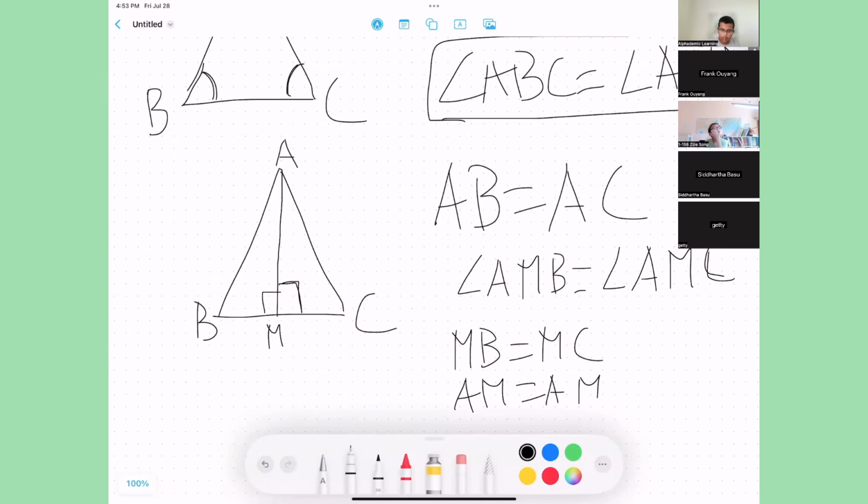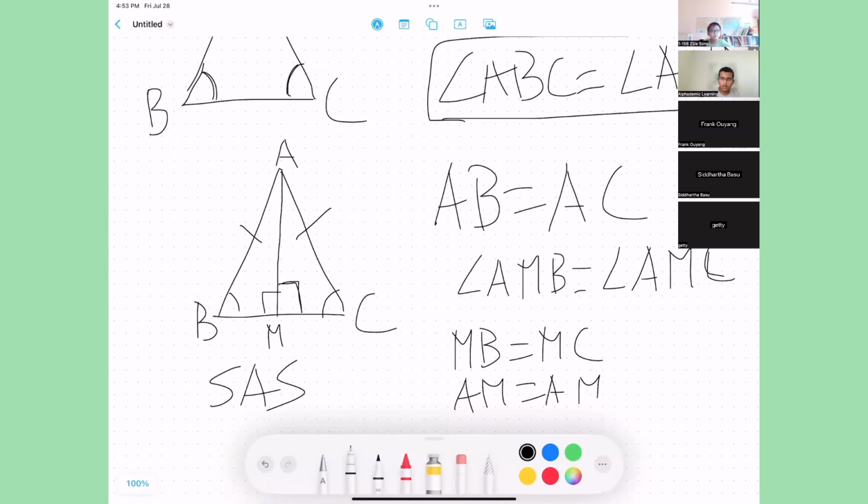It's called side angle side. And by this congruence theorem, you can say that triangle ABM and triangle ACM are congruent to each other. And if that's the case, then angle ABM and angle ACM are equal to each other. And that's why in an isosceles triangle, the two angles opposite to the two congruent sides are equal to each other.